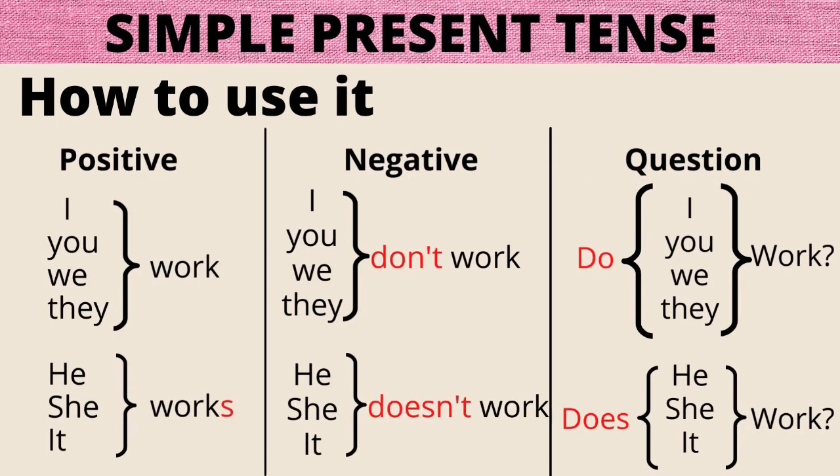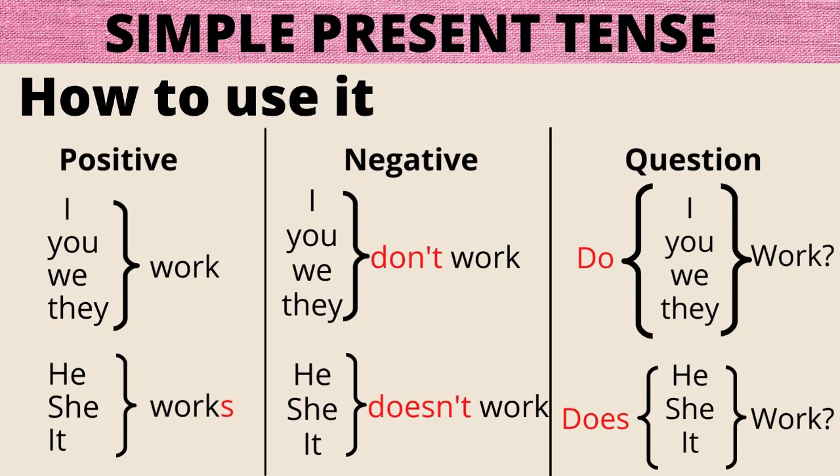Now let's look at how to form the present simple tense. There are 3 possibilities in writing any sentence. We have positive sentences, negative sentences, and questions. And we will go through each one step by step. So for these subjects, I, you, we, and they, we just say work. For example, I work, you work, we work, and they work.